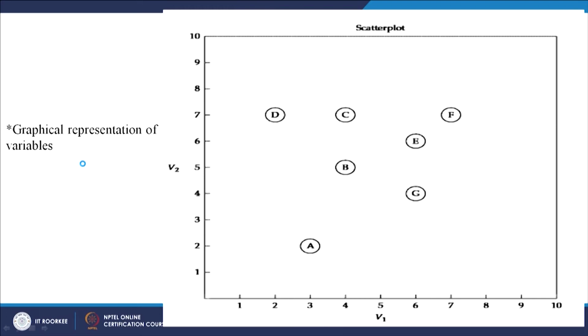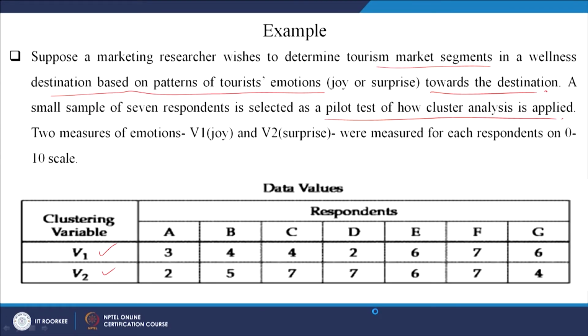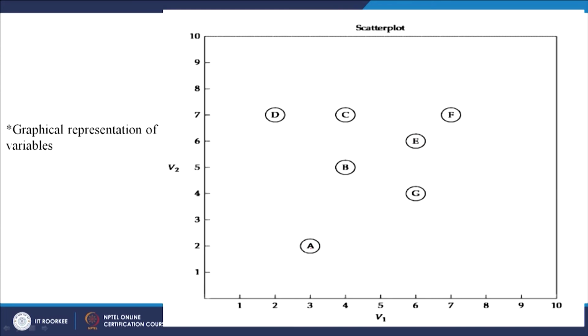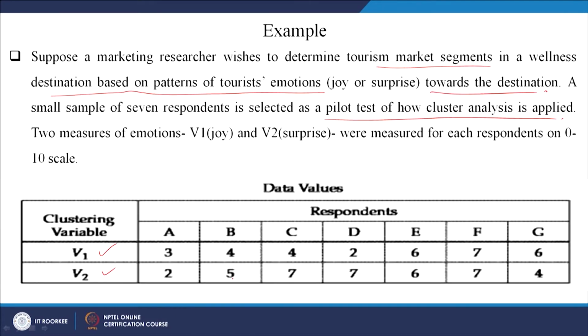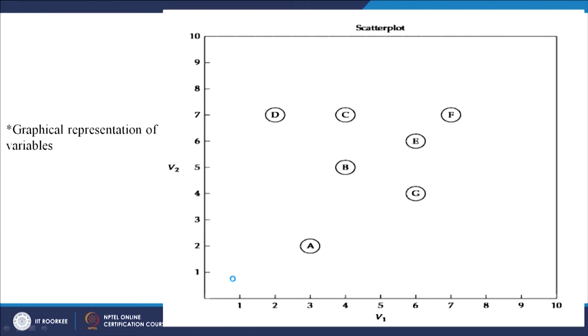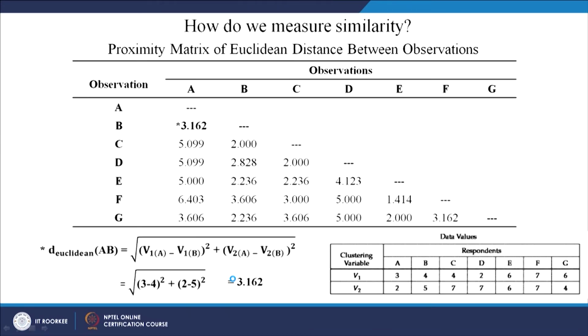Now, when we represent the same data, V1 and V2, the first case was 3, 2 for example. So, A is 3, 2. B is 4, 5. So, we have plotted it, but from here we can't say much. Now, one question we had in our mind was, how do we measure the similarity? To do that, this is the formula we use.